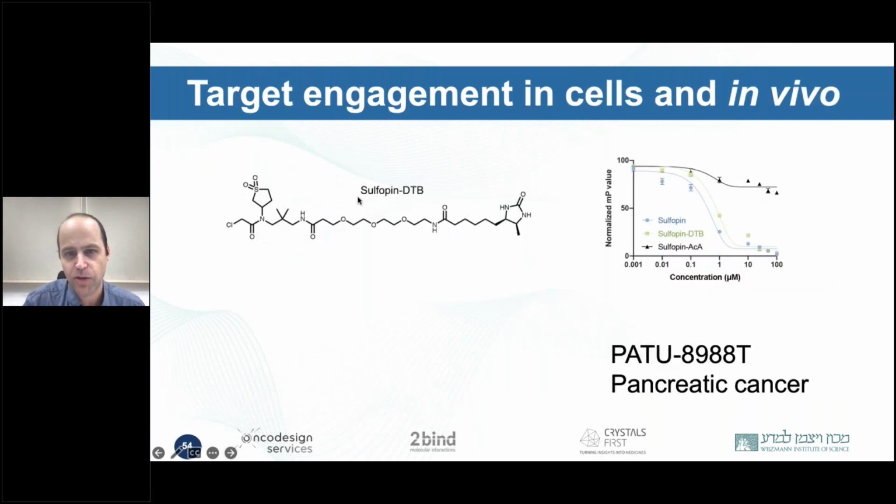To assess cellular engagement, we synthesized this desthiobiotin probe coming off of the tert-butyl.